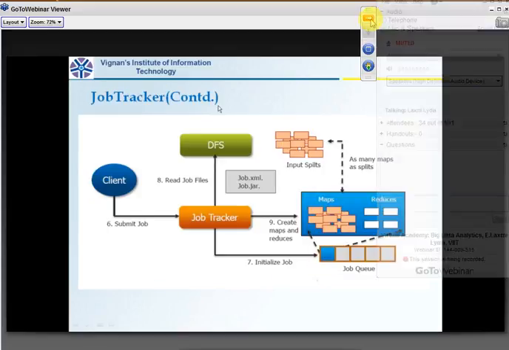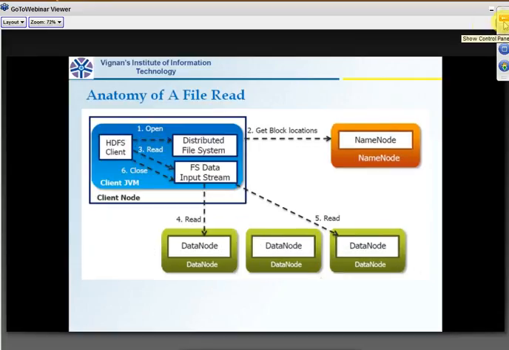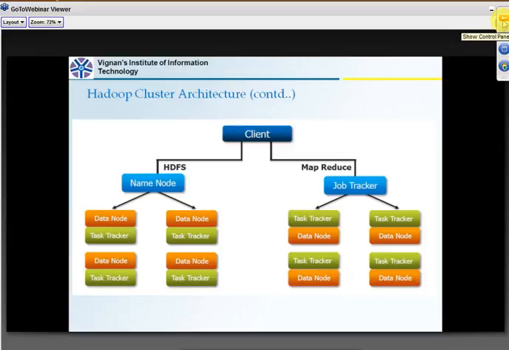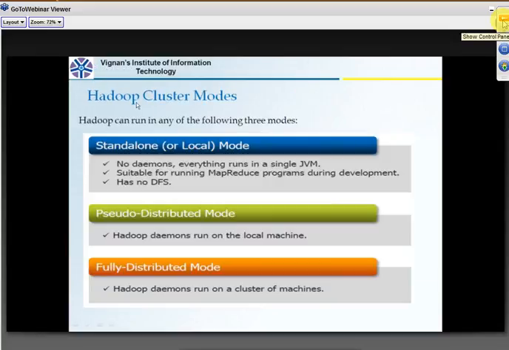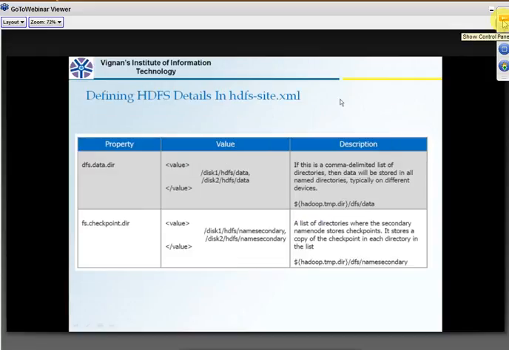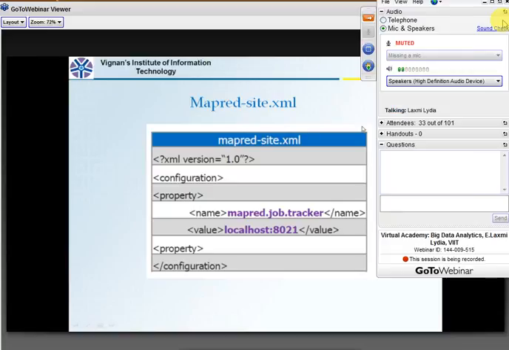I am unable to cover the anatomies of file write and read. Some other time I am going to cover the remaining things. I am unable to cover all these things as the time is short. So we'll cover in the next sessions how Hadoop really works, what kind of configuration files are there, and how MapReduce really works. All these things we are going to cover. I'd like to have any questions or any clarifications.